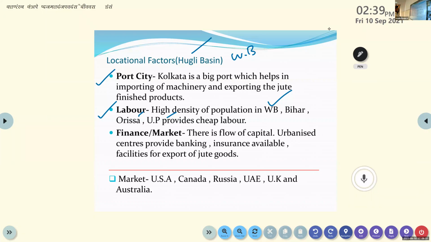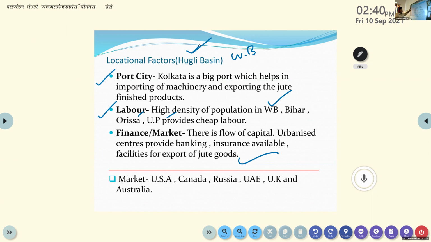Okay, finance and market, there is a flow of capital. Urbanized centers provide banking and insurance for the production facilities and for export of jute goods. So this center, the city called Kolkata, provides banking and insurance, and at the same time the facility to export these jute goods to the rest of the world. So these are the last 3 points related to the locational factors of the jute industry in the state of West Bengal on the bank of the River Hooghly.